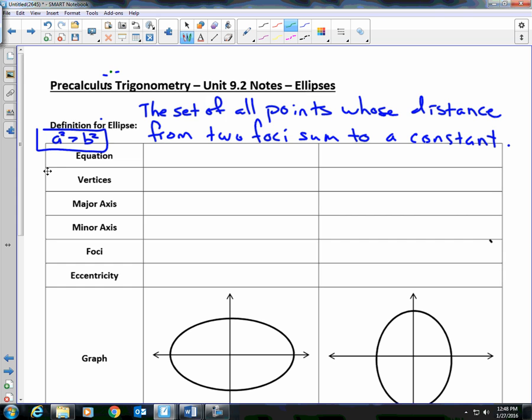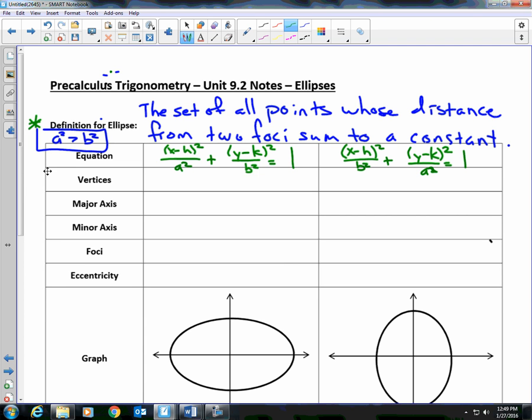The equation for the ellipse is right here. We have x minus h quantity squared over a squared plus y minus k quantity squared over b squared is equal to 1. And in this situation, we say that a squared is greater than b squared. So you could also have an ellipse that looks like this: x minus h quantity squared over b squared plus y minus k quantity squared over a squared is equal to 1. So for ellipses, a squared is always the larger value.